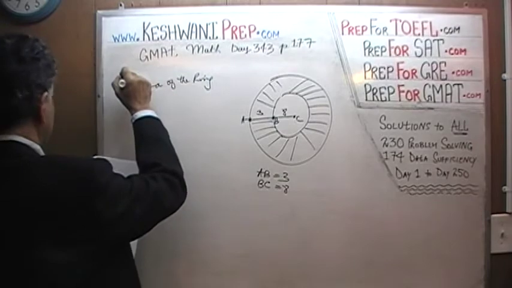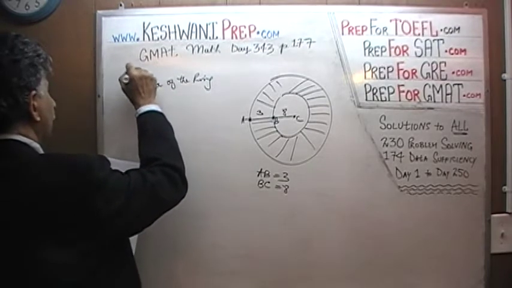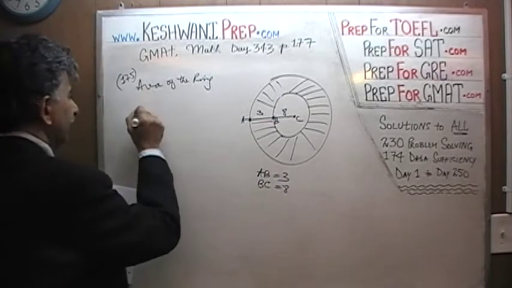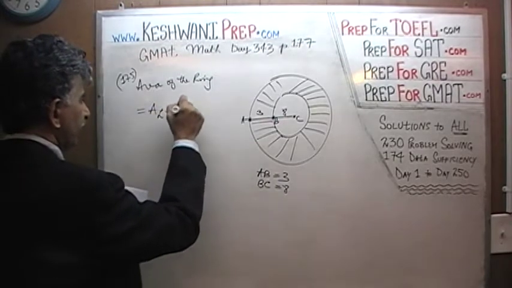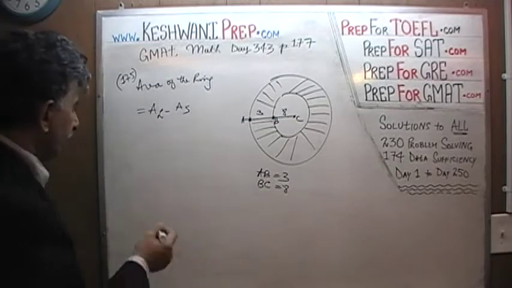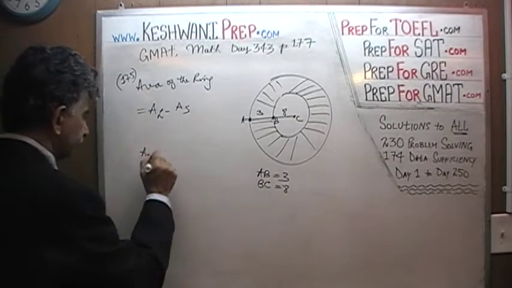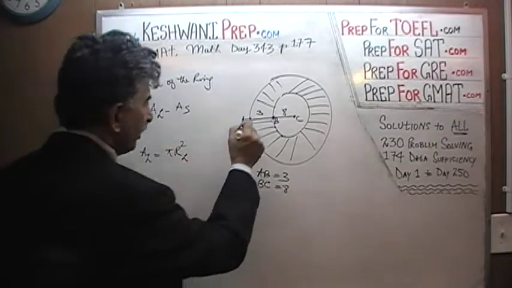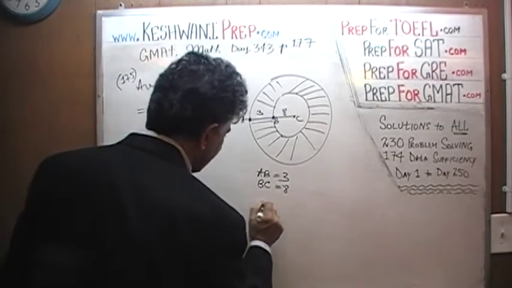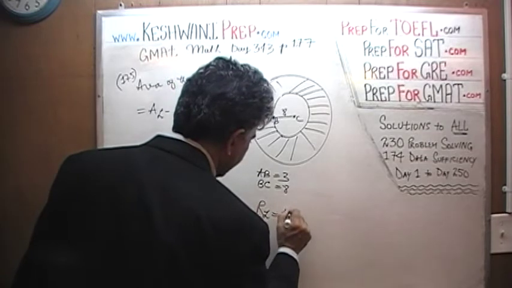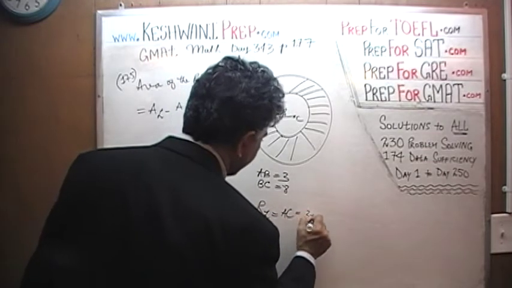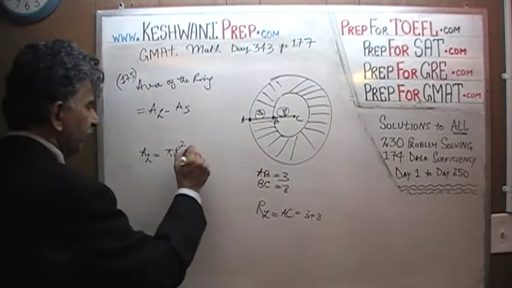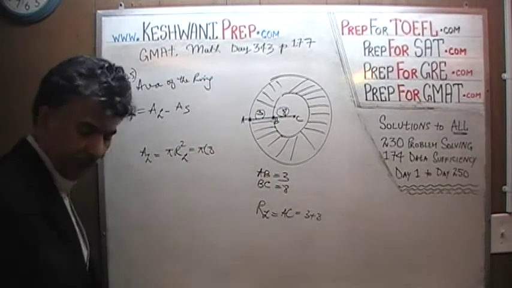The area of the ring that they're talking about, which they refer to as the circular path, is simply the area of the large circle minus the area of the small circle. Area of the large circle is pi r squared. The radius of the large circle is from A to C, which is simply 3 plus 8. So it's simply pi times 11 squared.